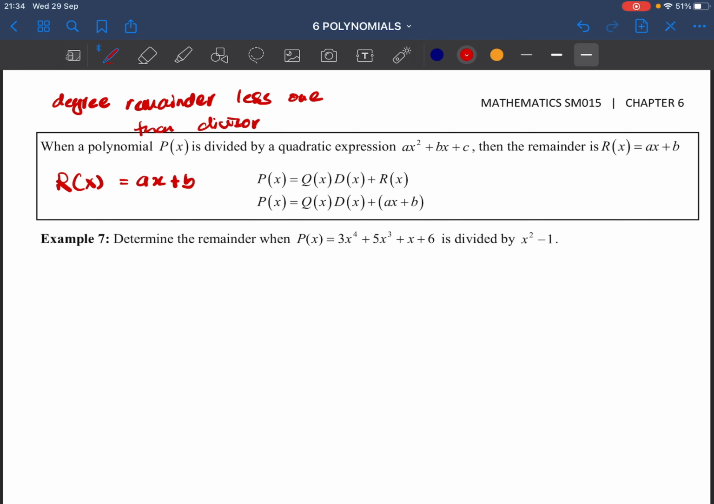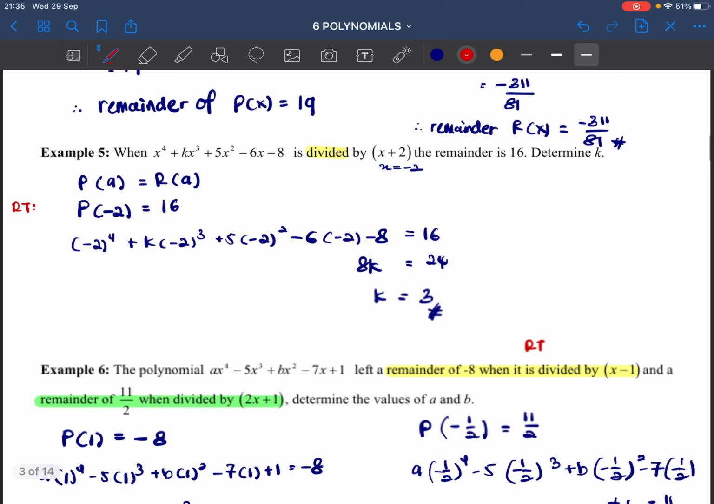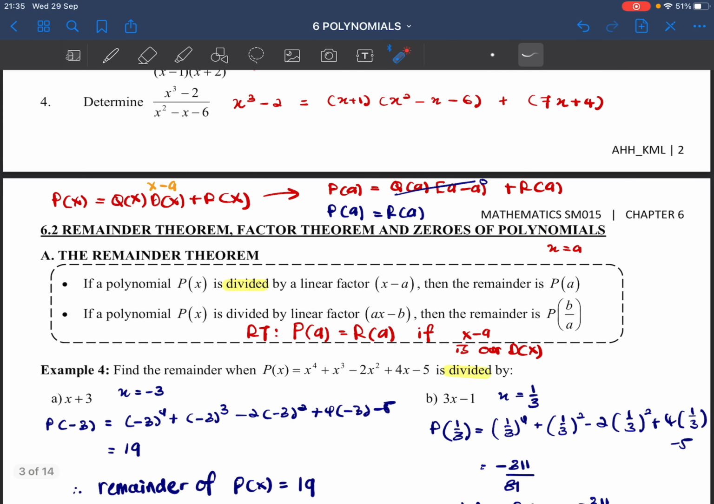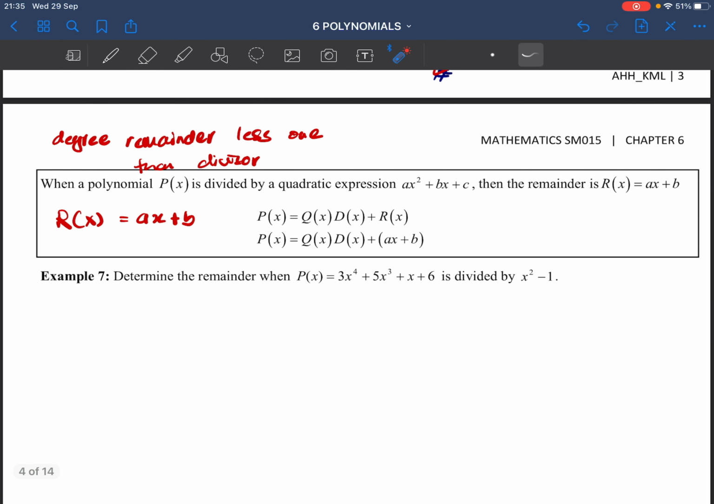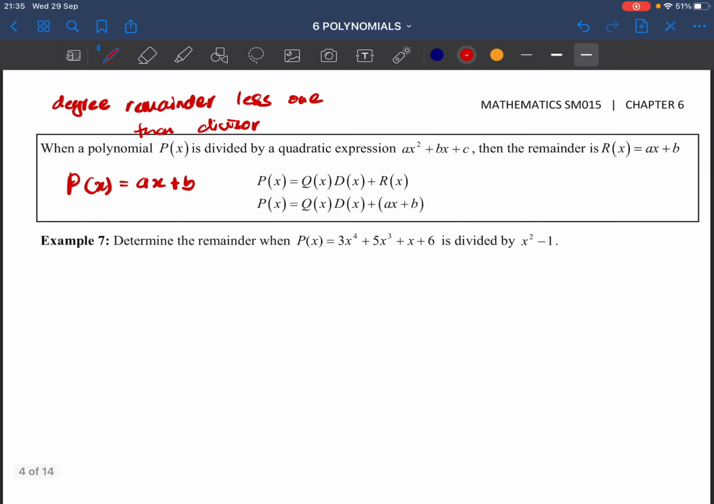So now, as you can see from the previous statement, I said that this will be 0, so that means this also will be 0, and then we are left with P(x) equals ax plus b. Okay, so we have our P(x) equals ax plus b. Alright, so let's say example 7.